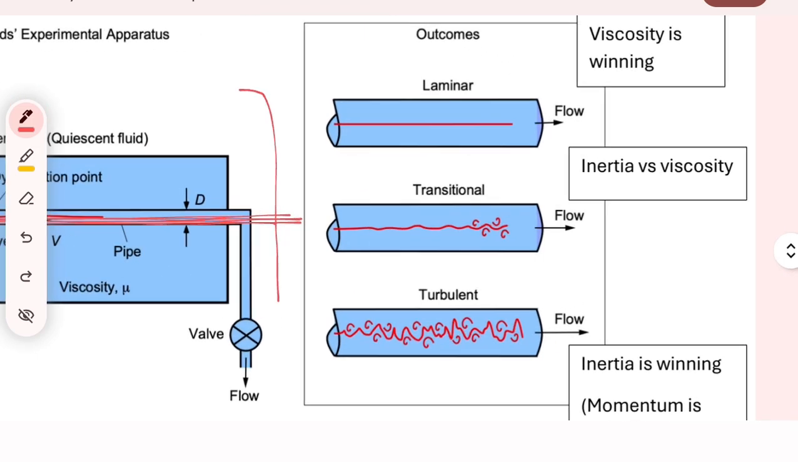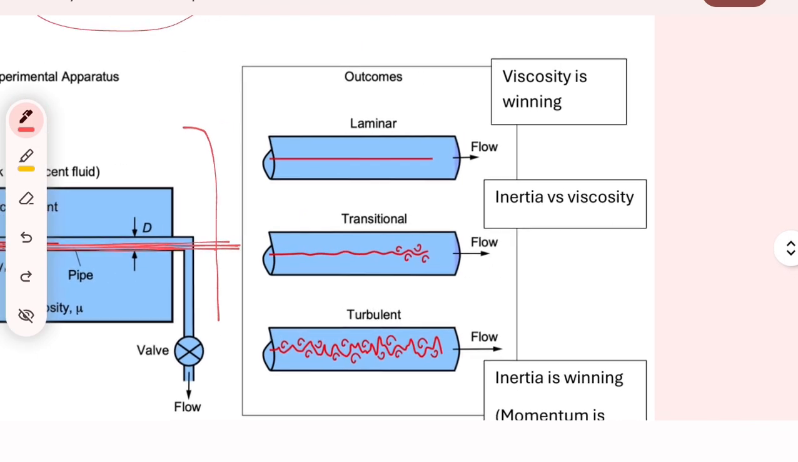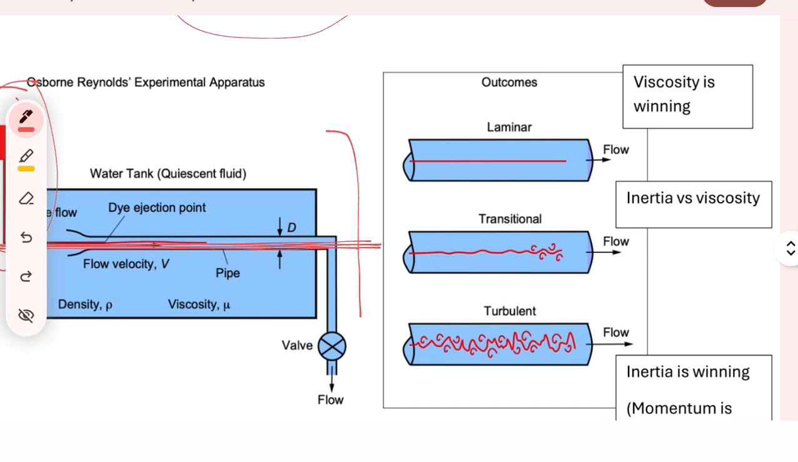Now, if you see that the color just travels in a straight line like this one, of course the water has the color, right? If the color just travels in a straight line, then that flow is a laminar flow. That means viscosity is winning in that case of the laminar flow.